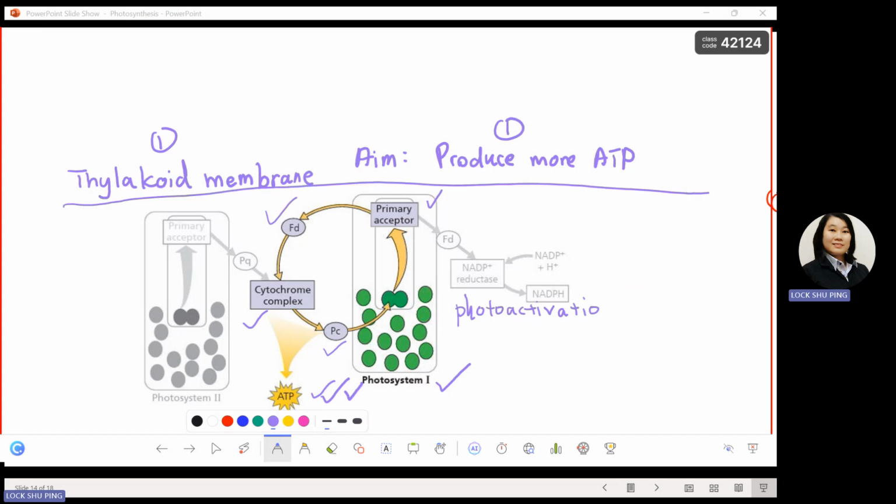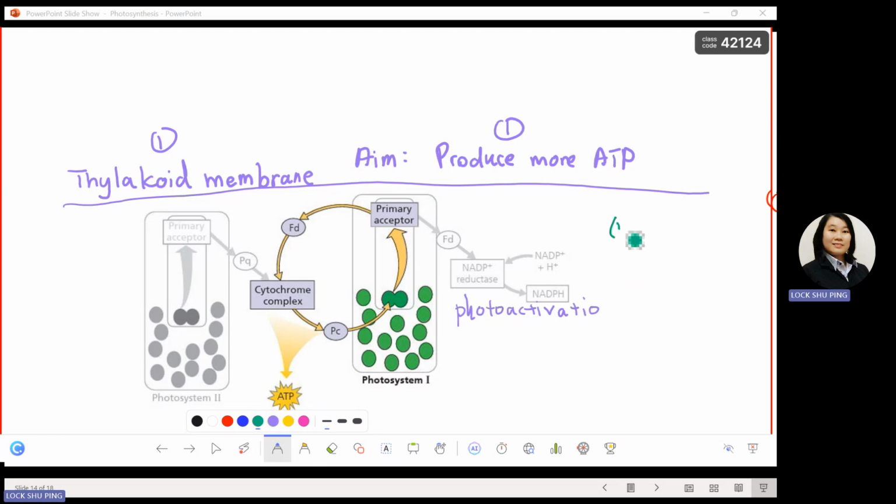So the explanation at the bottom here will only have another 4 points. So other than location and aim, the discussion of the process only has 4 points. Just now we already mentioned photoactivation, and then the entering of the electron transport chain, and producing ATP by chemiosmosis. So we almost have 4 marks already. So how to write the essay question? It's no need to be a very detailed essay. Okay, so we just go through in a fast forward what actually needs to be written.